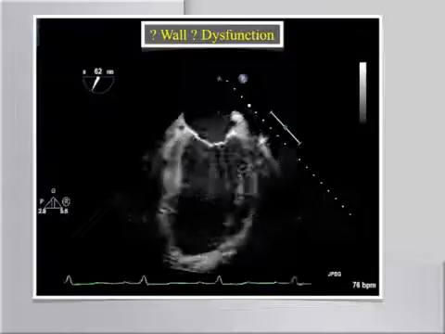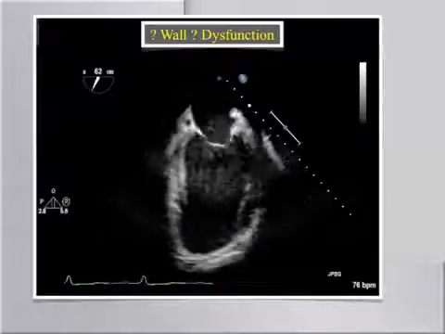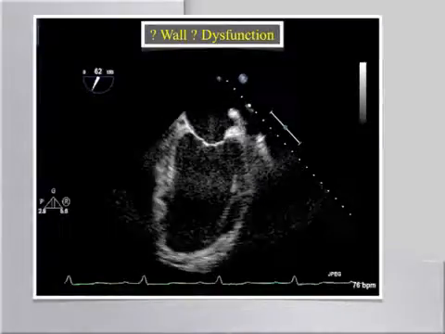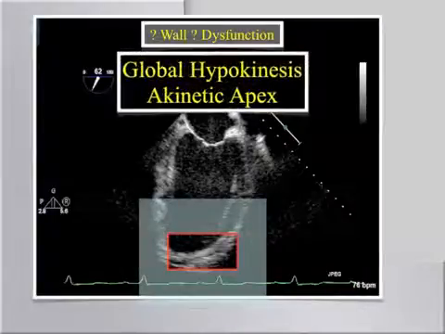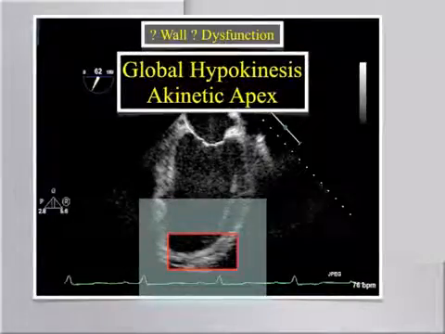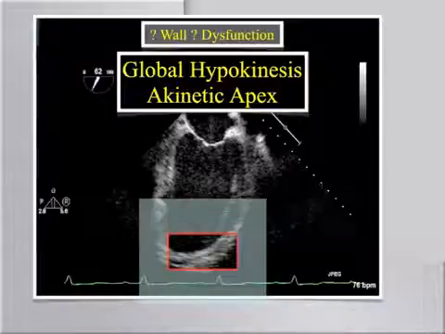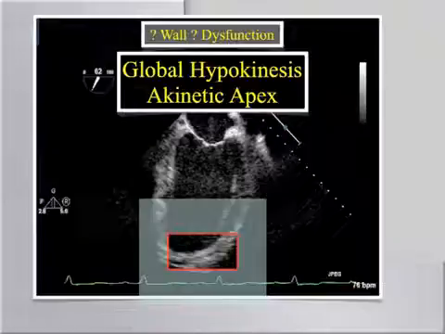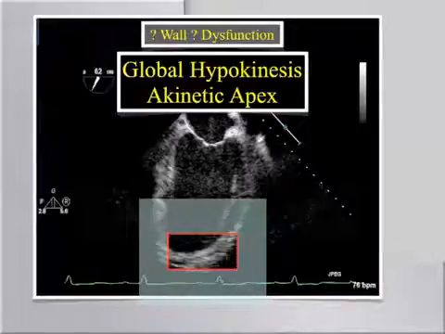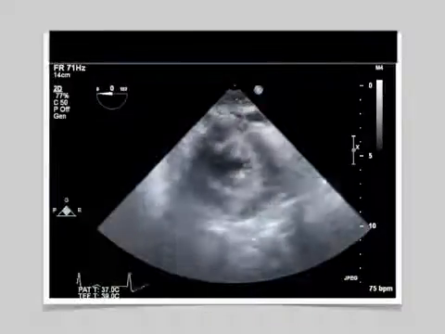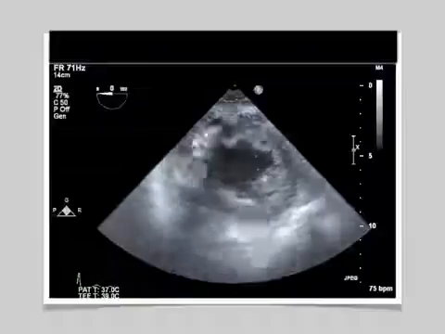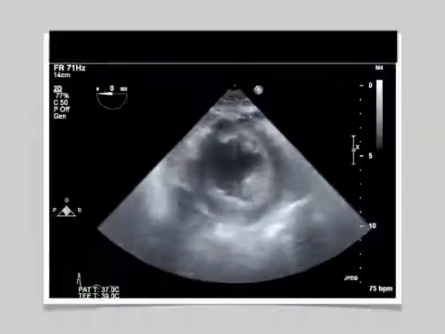Here we see a mid-esophageal commissural view of the mitral valve. In this view, we can see that the apex and apical cap are akinetic. This allows for low blood flow at the apex and is a setup for a possible apical thrombus, so a careful examination should be done focusing on this area to rule a thrombus out. Please identify the view and wall motion abnormality.